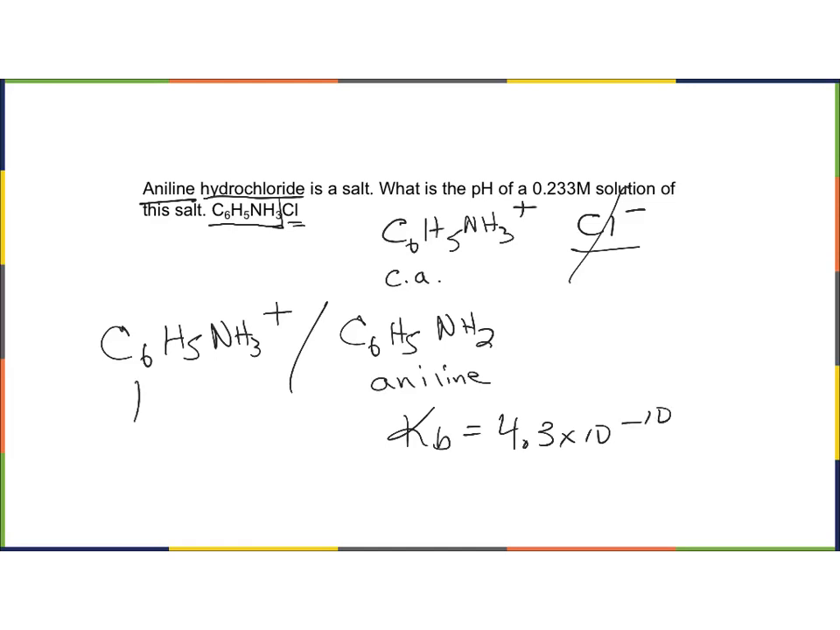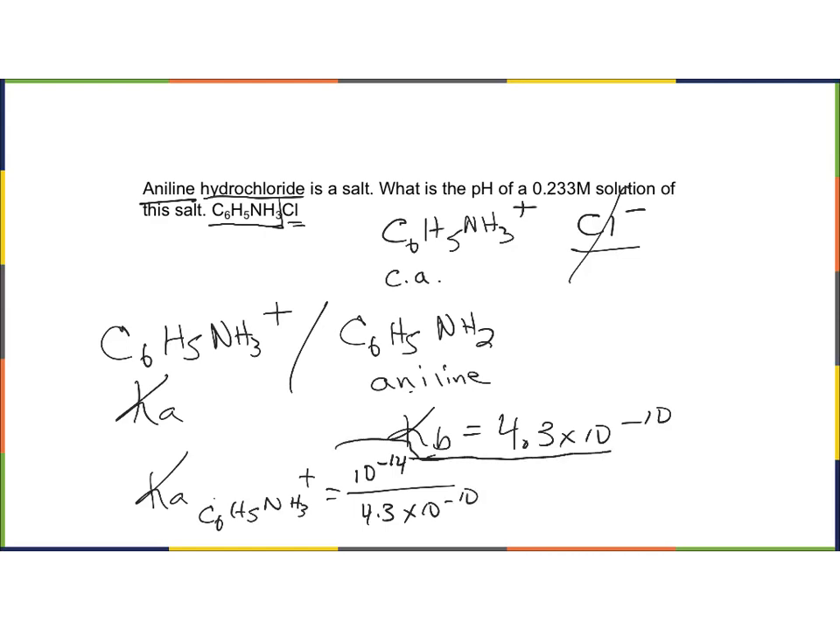We know that Ka for this acid multiplied by Kb for aniline is going to be Kw. So the Ka for the C6H5NH3 plus is equal to 10 to the minus 14 divided by 4.3 times 10 to the minus 10. And our Ka is going to work out to be 2.33 times 10 to the minus 4. Now, since we have the Ka and we have the initial concentration, we know that this is an acid, we can solve for the pH.